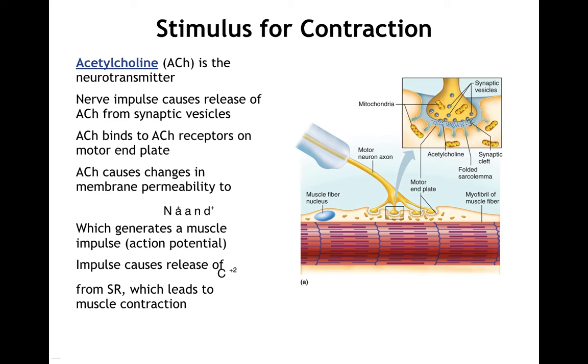That acetylcholine is going to cause changes in the permeability of the muscle's plasma membrane, or sarcolemma, and what it's going to do is allow a rush of sodium to come in. That sodium is going to generate an electrical signal called an action potential, and that action potential is going to lead to the release of calcium from the sarcoplasmic reticulum, and it's that calcium that ultimately will drive the muscle contraction.